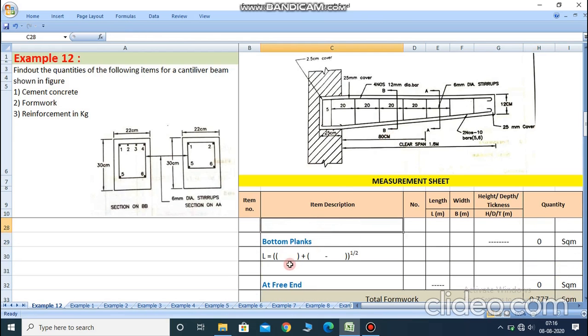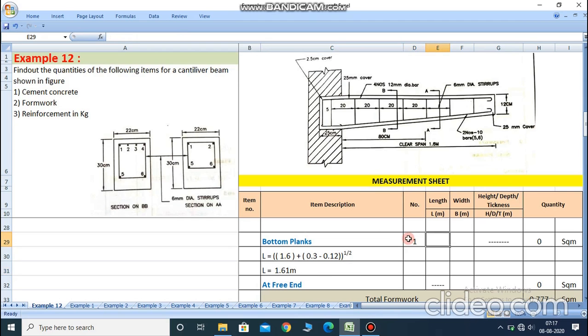For this, the total clear span is 1.6 meters, already given in the figure. On the fixed side it is 0.30 centimeter, and on the free side 12 centimeters is given. So the total length of the bottom plank we got is 1.61 meters, and at the bottom plank single formwork is required.